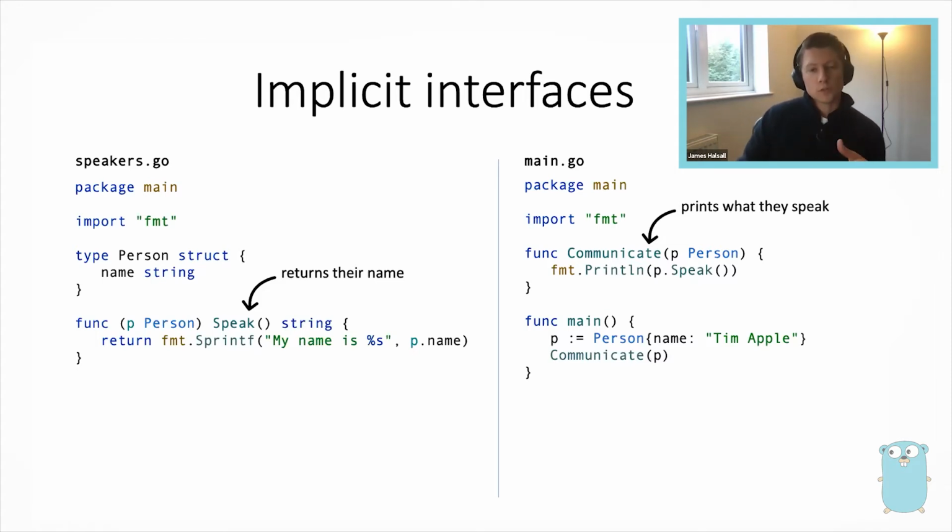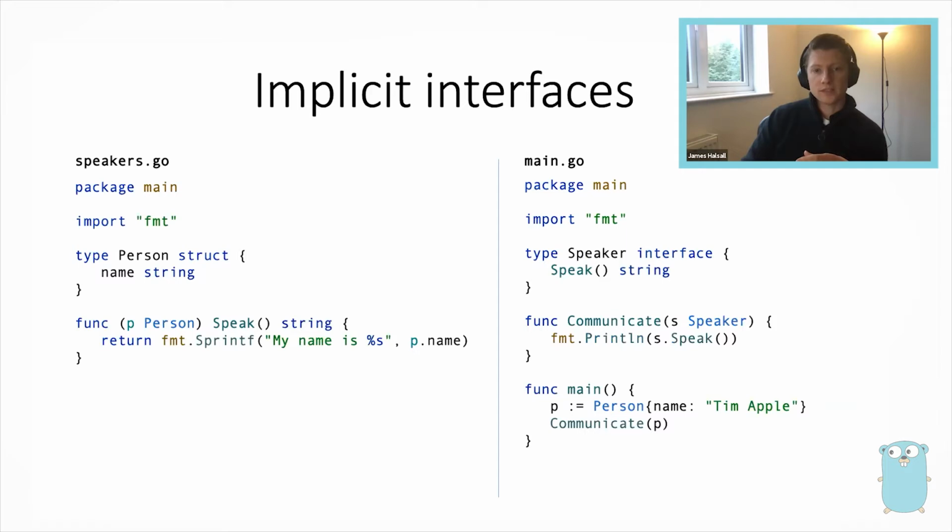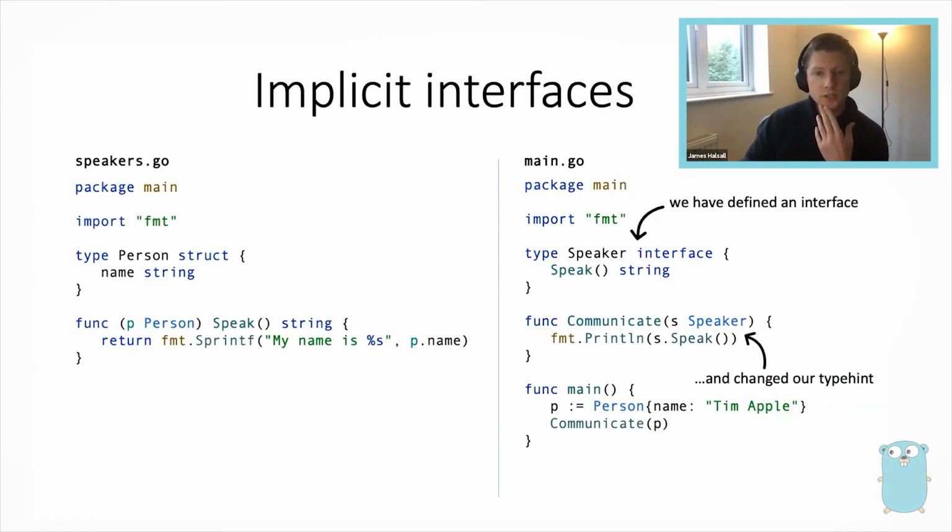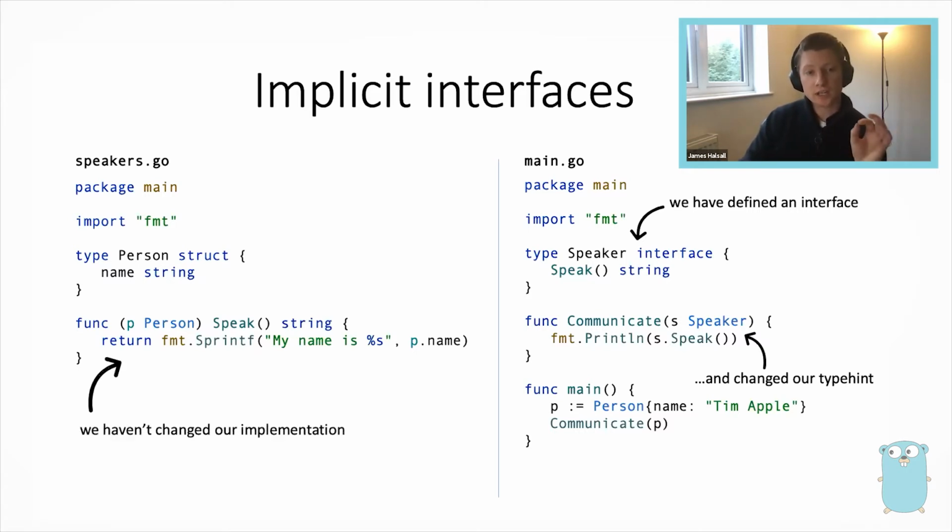Now, this is great, but we're dependent on this concrete type of person, and we probably want to use an interface here if we can. So let's say we've introduced an interface. We've defined it simply with the speak function on it, and then we have changed our communicate function here, so it now accepts this interface instead. And this will compile.